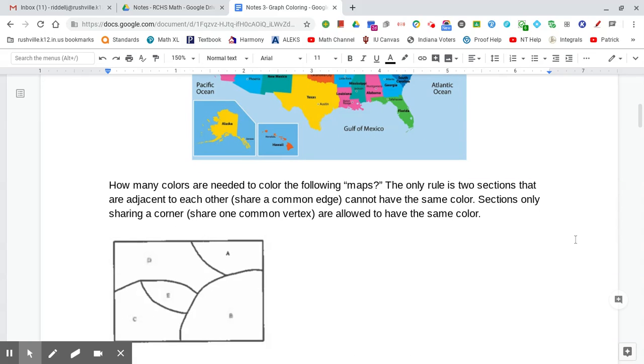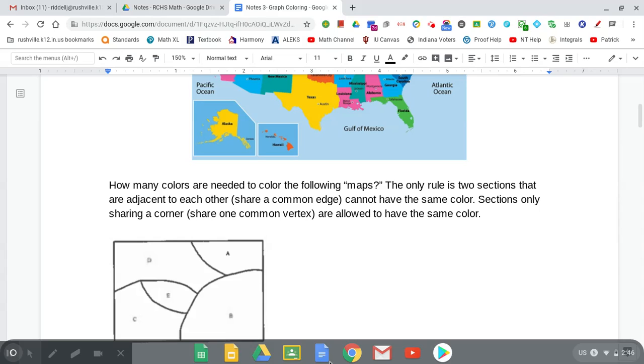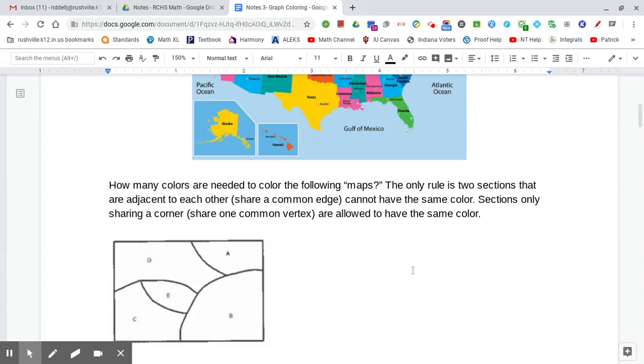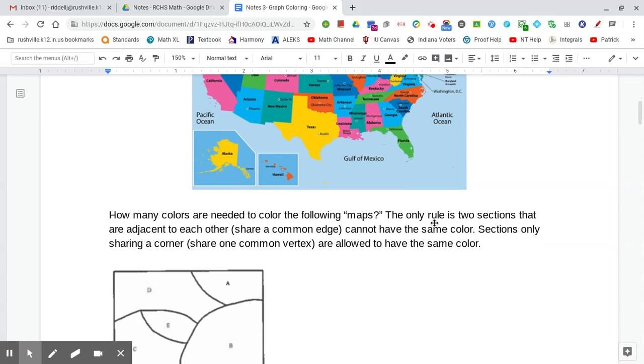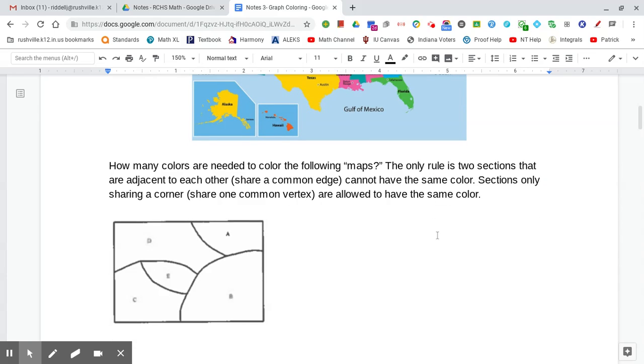So here's your first map to take a look at, and I want you to pause this video and think about how many colors it would take to color this map. Now, the only rule is that two sections that are adjacent, which means they share a common edge, cannot have the same color, but any section that shares just a corner is allowed to have the same color. So up here in the map of the US at the Four Corners, Utah and New Mexico could have had the same color. Same with Colorado and Arizona. While they don't, they could have. So that's your rule. Come back down here, pause the video, and think about how many colors this would take.